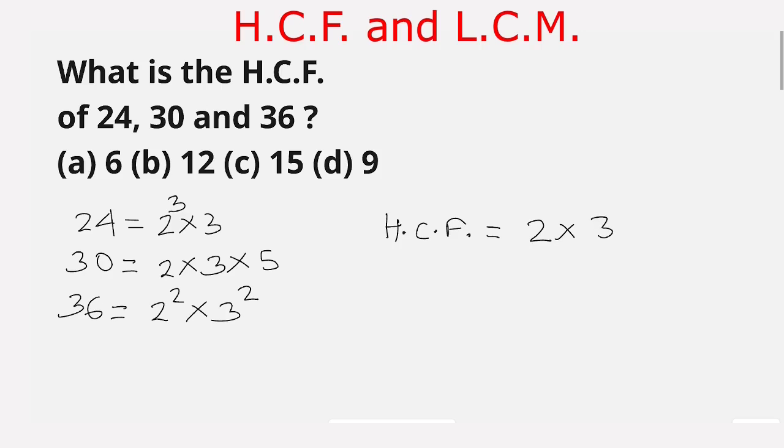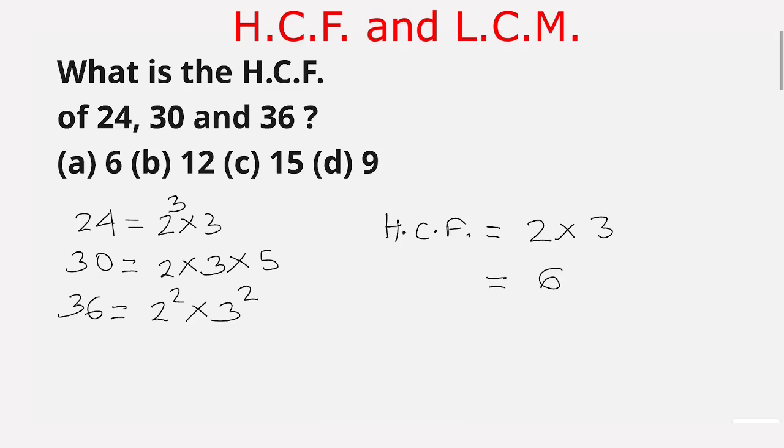Now the next number is 5, but it is not common in all the numbers. So therefore we cannot take that. And thus our H.C.F is equal to 2 multiplied by 3 is 6. Now 6 is the highest common factor of all the three numbers.